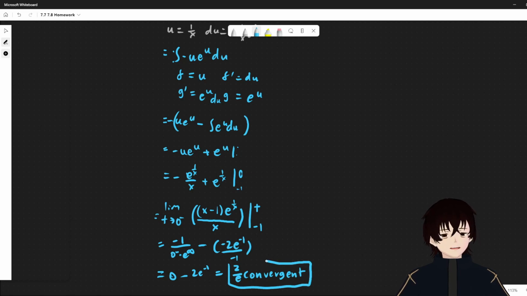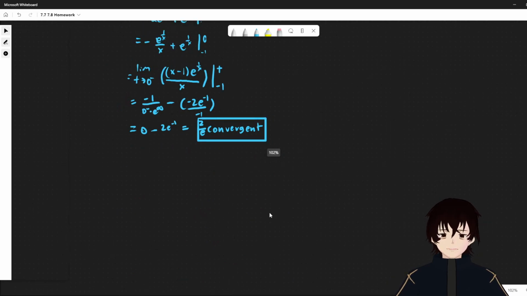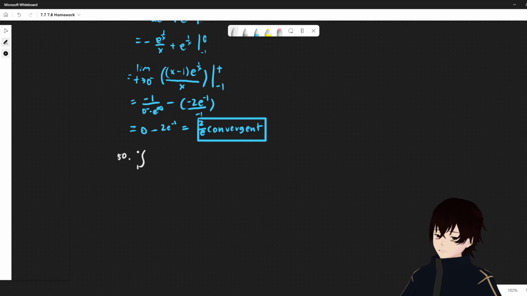I like convergent integrals because they have numbers, and I like numbers. Next up, number 50. Use the comparison theorem: the integral from 1 to infinity of 1 plus sine squared x over square root x dx.